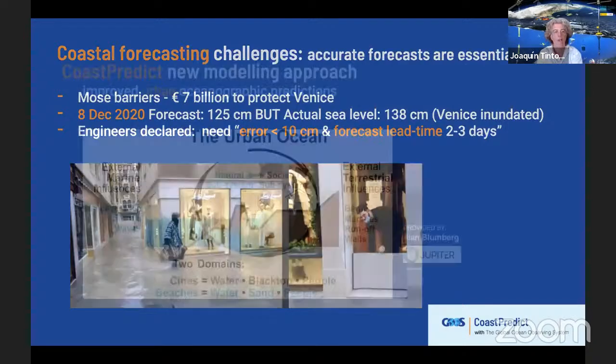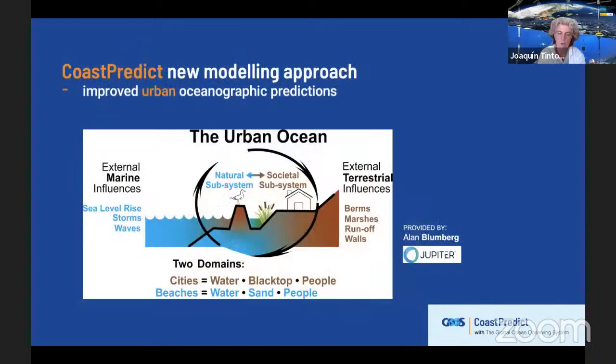Next slide, please. So this is also another example which is more related to improved urban oceanographic predictions. And that's related to the work and the book of Alan Blumberg, The Urban Ocean, where you see the external marine influence, the natural system, the societal subsystem, and the external influences. What we want is, through this urban ocean, to really connect the different domains. Next slide, please.